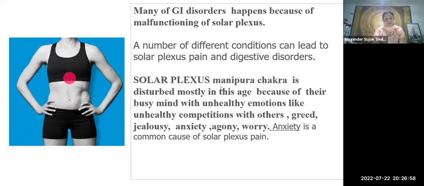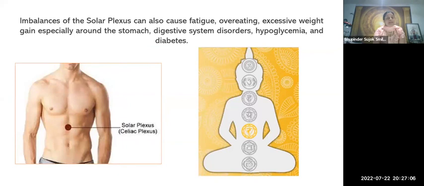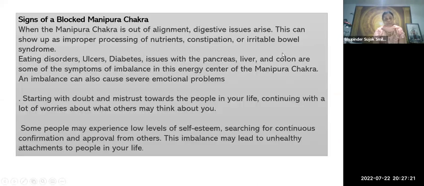So anxiety is a common cause of this solar plexus pain. So we should work on this also. And imbalances of the solar plexus can also cause fatigue, overeating, excessive weight gain, especially around the stomach, digestive system disorders, hyperglycemia, and diabetes. Now, how can we understand that our Manipura chakra is blocked?